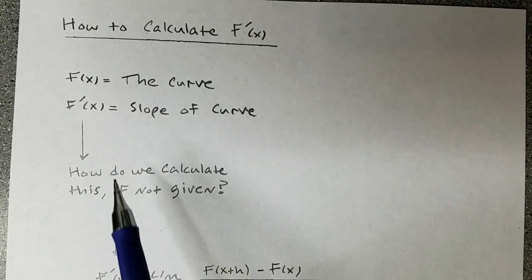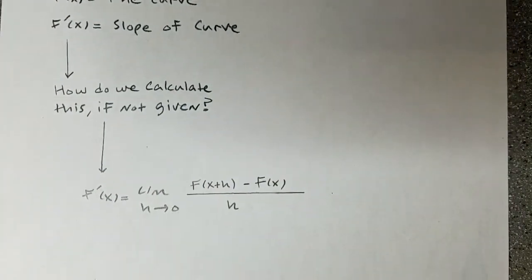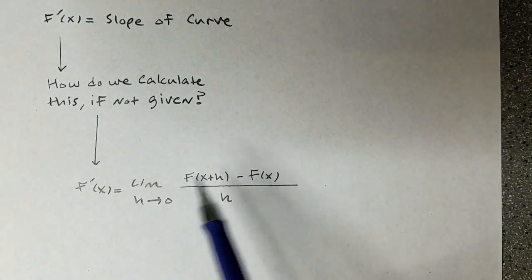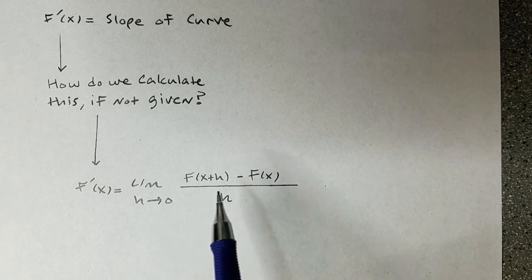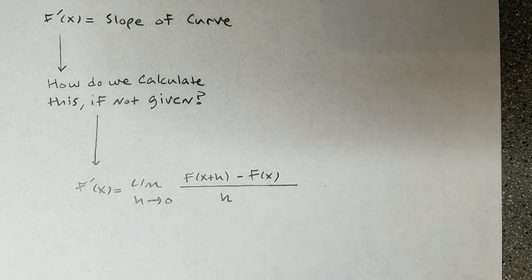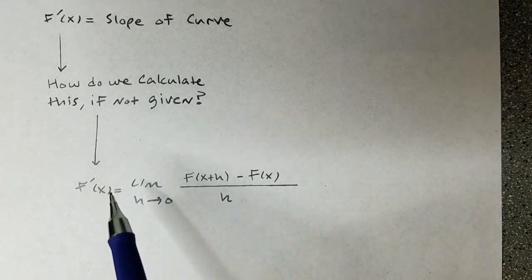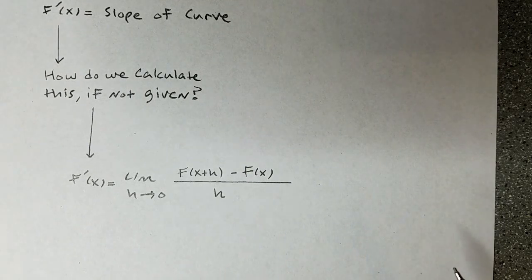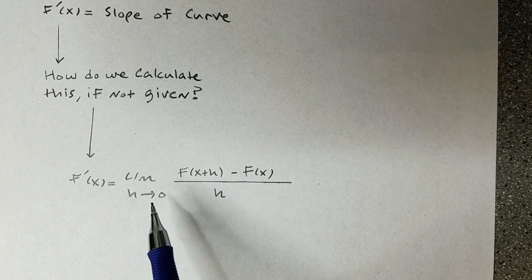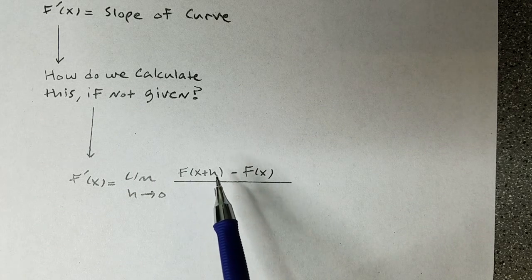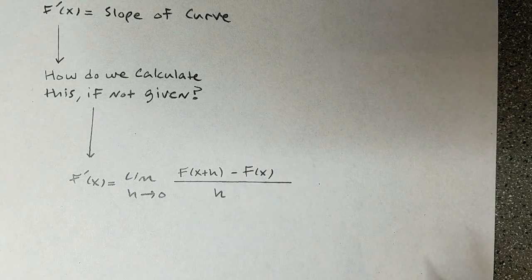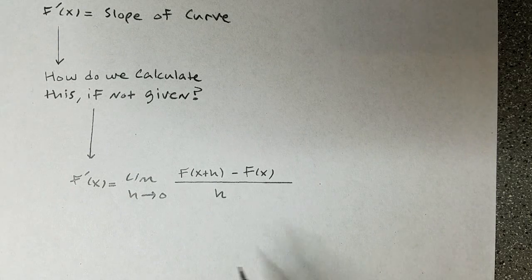How do we calculate f prime if it's not given? Answer, you use that formula. That's one way. There are other ways to do it. This is the way that everybody learns first, though. Okay? So it's a limit. Limit as h goes to 0 of f of x plus h minus f of x over h. Okay? And if you're happy to take that formula at face value, then you can do it.